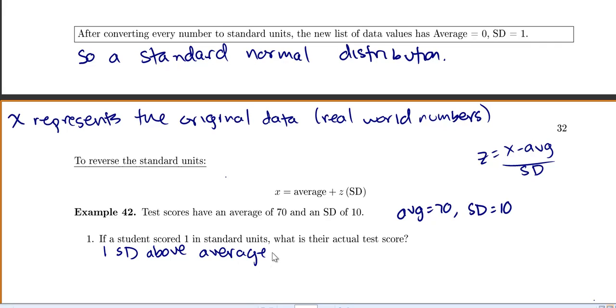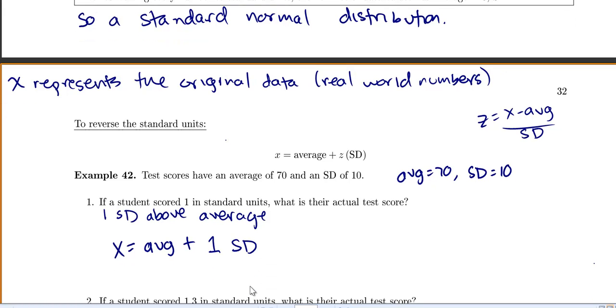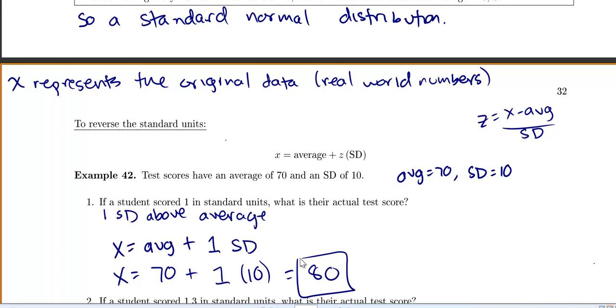So we want to figure out their test score. We know that they're 1 SD above the average. So if they're 1 SD above the average, we can say, well, what is the average? And add 1 SD. So my average was 70, and I want to add 1 SD, which was 10. So their actual test score was 80.